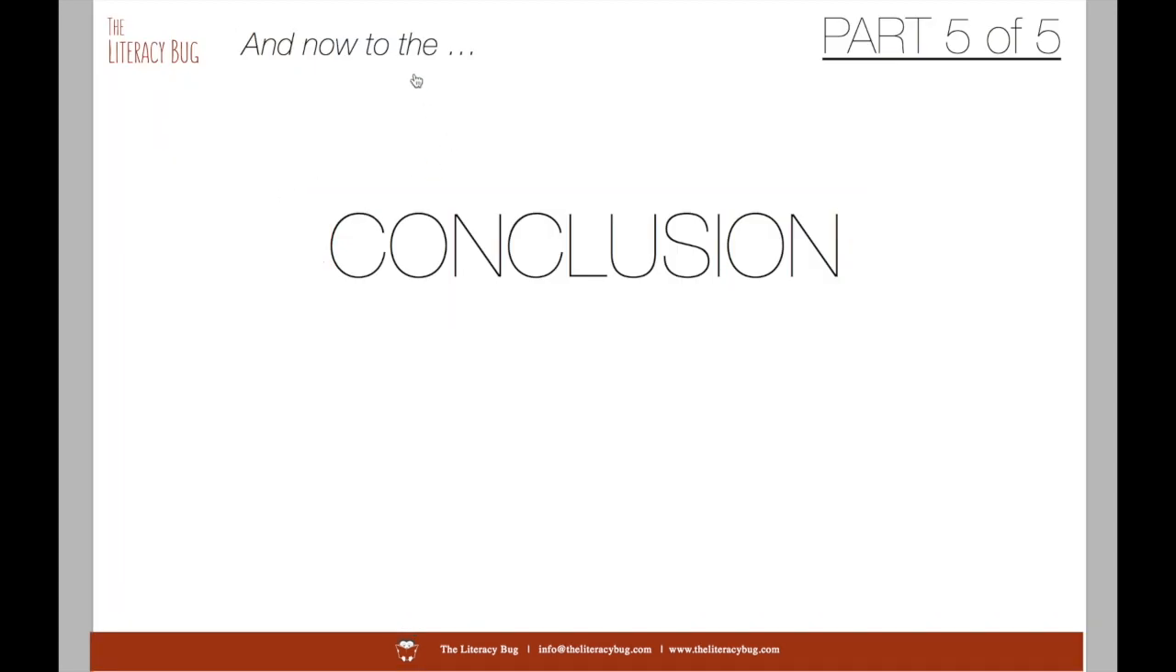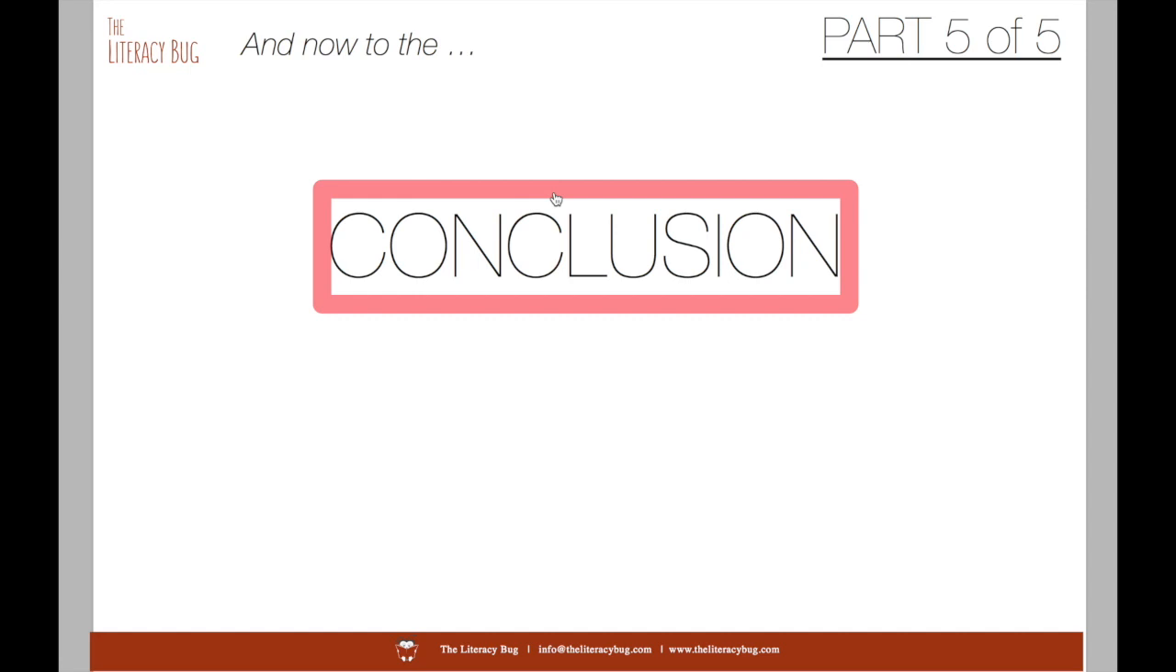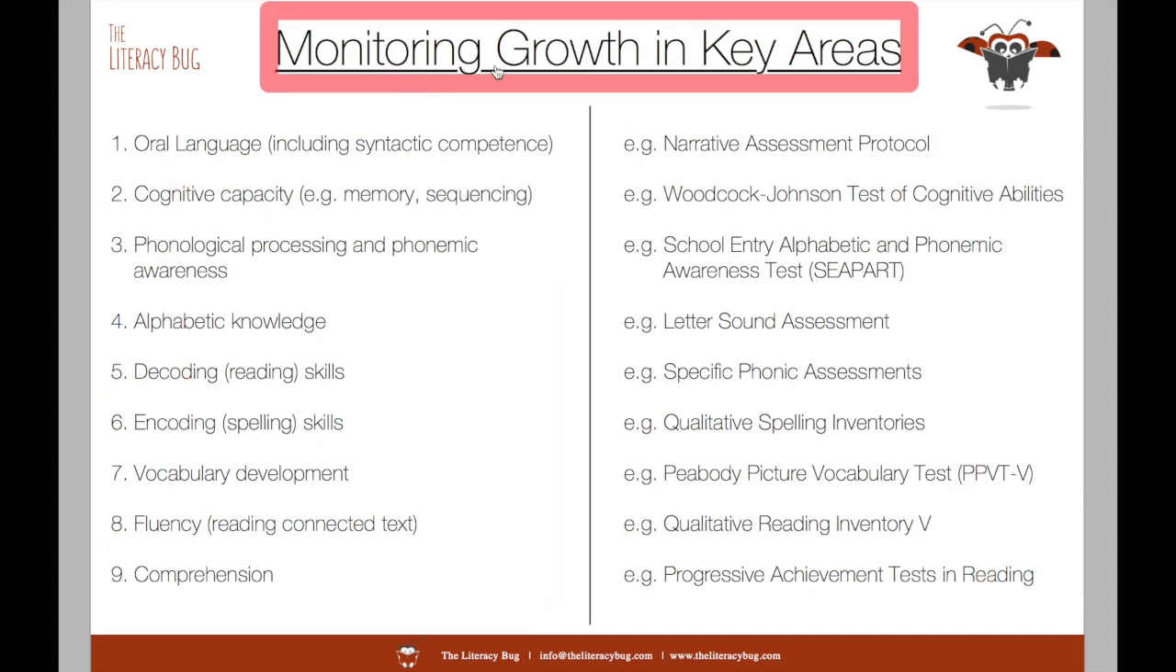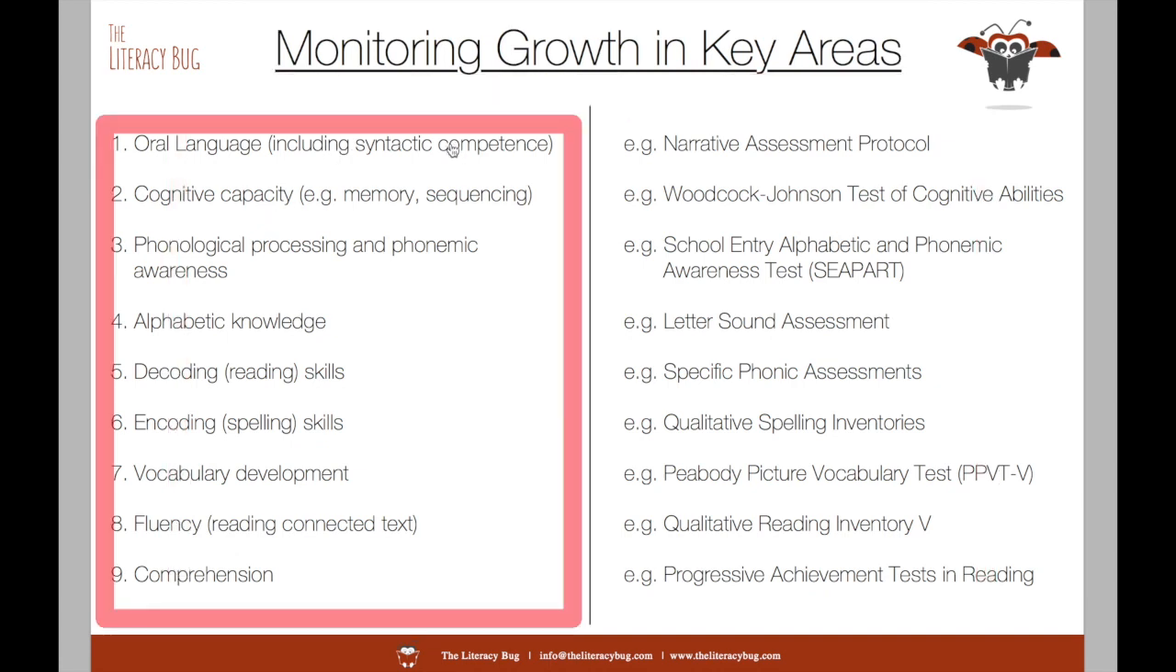So, what do I want to say in conclusion to all of that? We want learners to rapidly and unconsciously see language through the code, and to use code-based skills to be able to read and access new words and language. And we want fluency to reach such a stage so learners can attend to the more difficult tasks of composing and comprehending messages. We want to monitor key growth in areas such as oral language, cognitive capacity, phonological processing and phonemic awareness, alphabetic knowledge, decoding skills, encoding skills, vocabulary development, fluency, and comprehension.